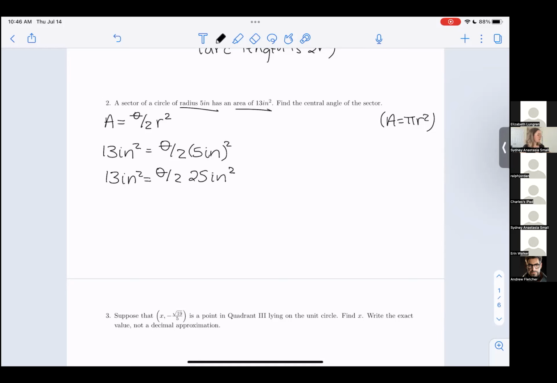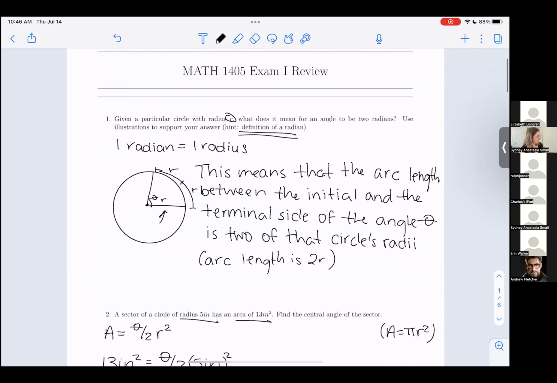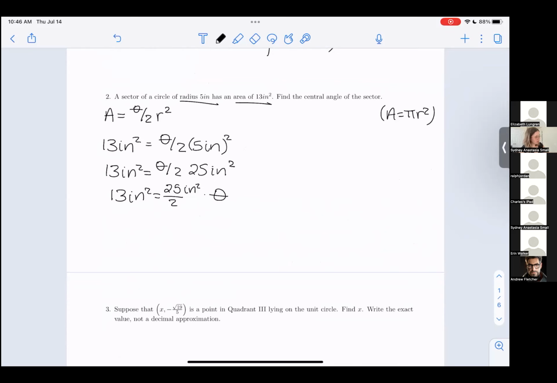Okay, now that we have this, just rearranging things a little bit, 13 inches squared is equal to 25 inches squared over 2 times theta. And then dividing both sides by 25 over 2, which is just 12.5. Plugging this into our calculator, we get that theta is 1.04. And recall that theta is in radians, so we don't need to put any other unit at the end of that, and that is just our answer.